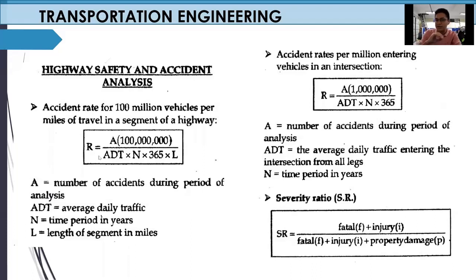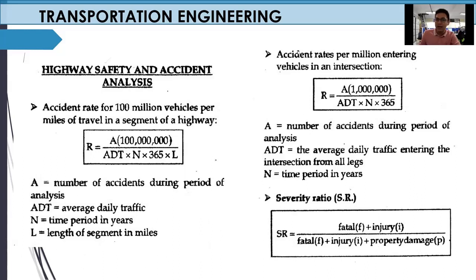Yung gagawin mo lang is substitute mo lang siya sa ating formula. Okay? So, ang dapat nyo tandaan, yung formula and yung mga terms na ginagamit in that formula itself. Di ba? So, N natin would be time periods in a year. Then L natin would be length of segment in miles.